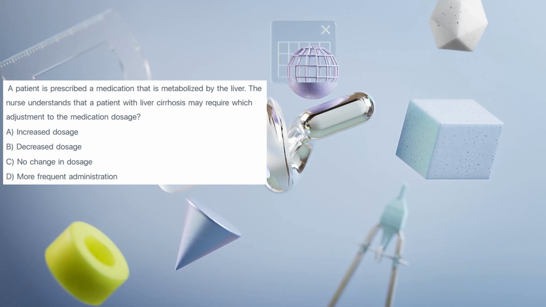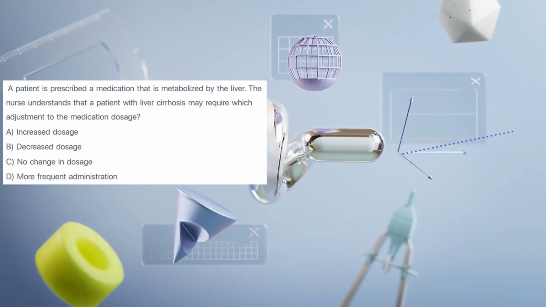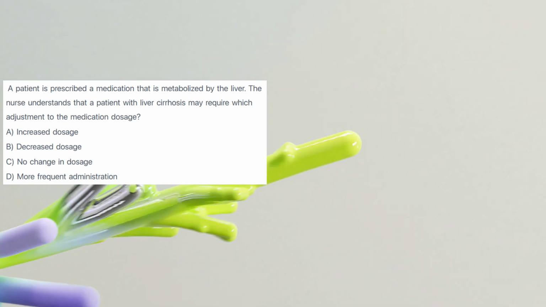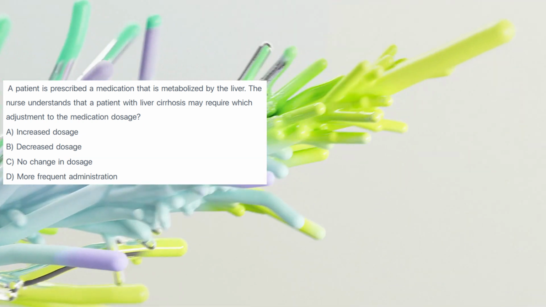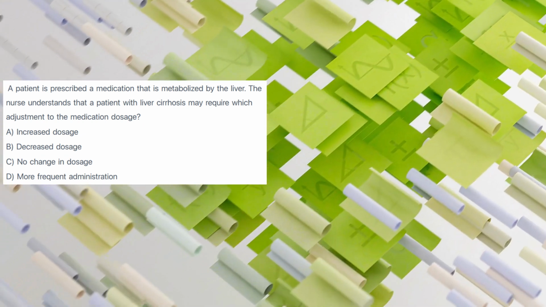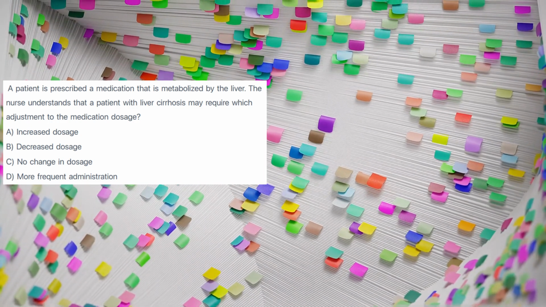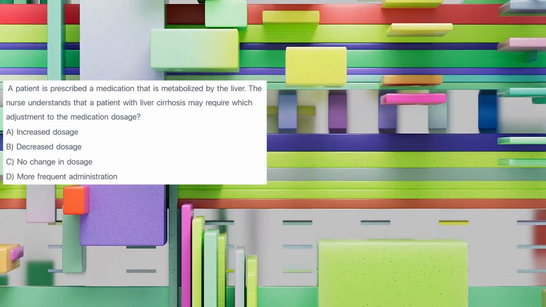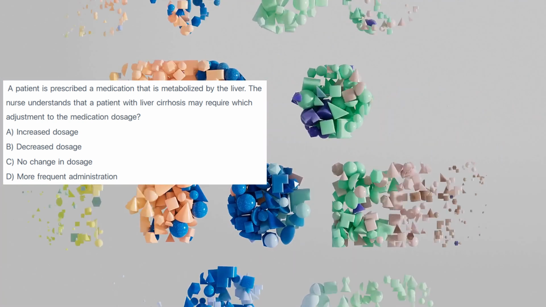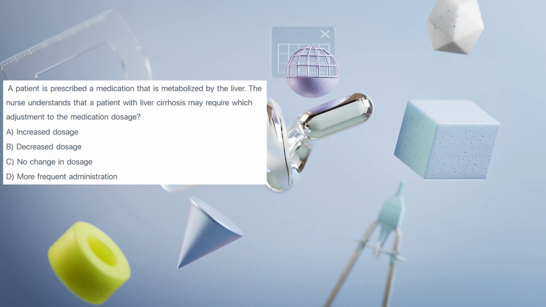A patient is prescribed a medication that is metabolized by the liver. The nurse understands that a patient with liver cirrhosis may require which adjustment to the medication dosage? A, increased dosage. B, decreased dosage. C, no change in dosage. D, more frequent administration. Answer B, decreased dosage.